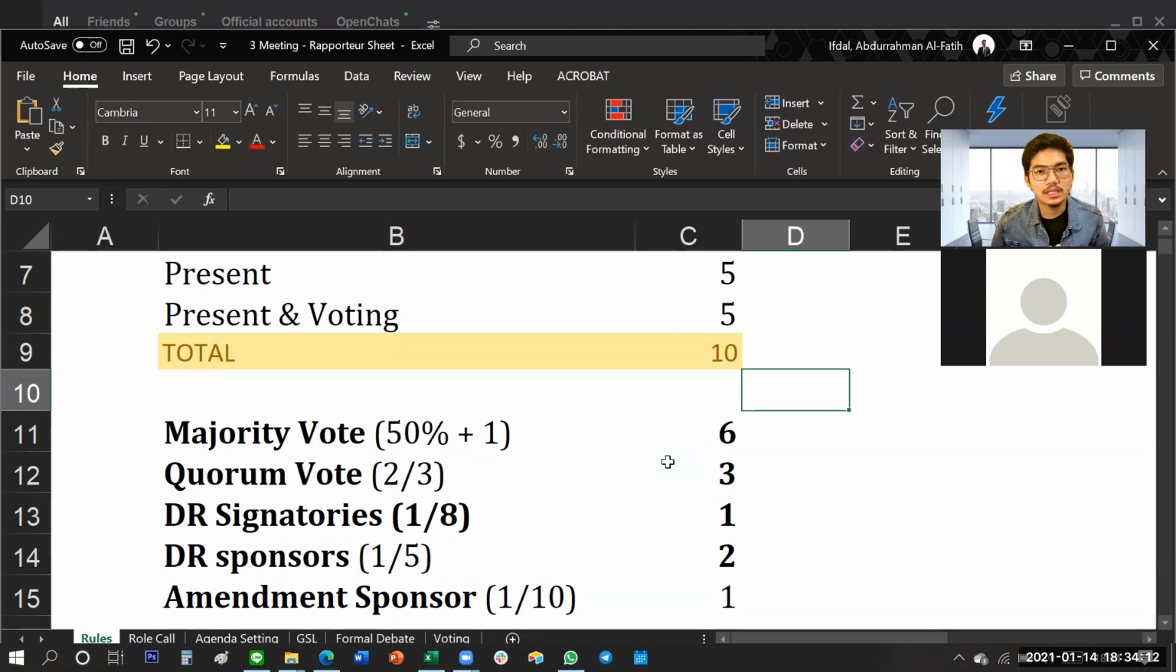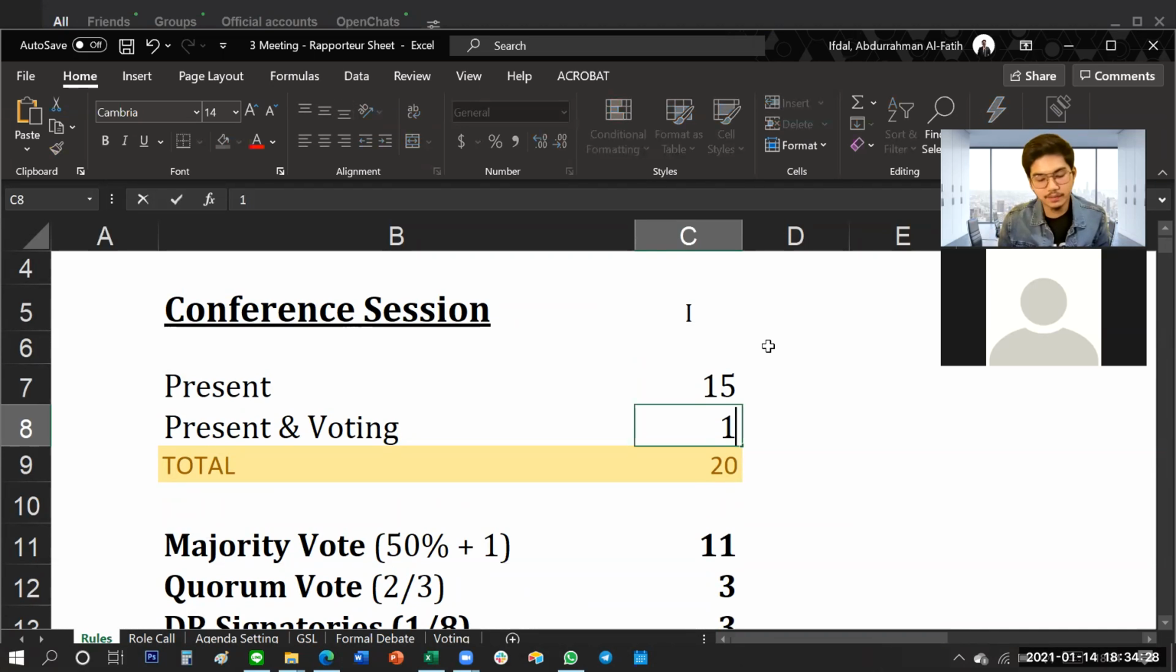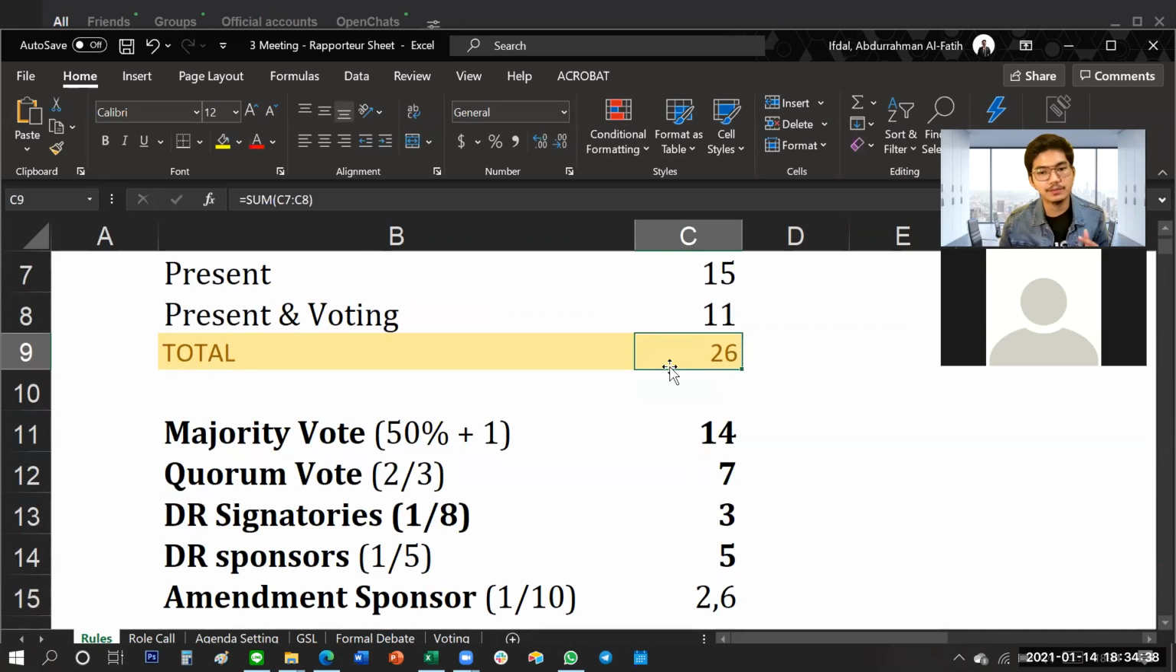There will be a calculation of the majority vote based on the exact number of delegates who are present in the current session. So, for example, there are 15 delegates who are present, and perhaps 11 delegates present and voting. There will be all 26 delegates in the conference room. The majority vote will be 14. The quorum will be 7.